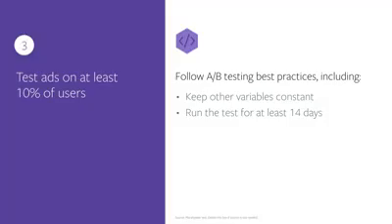Next, set up an ad test with at least 10% of your game's users. Some app stores like Google Play allow you to easily run this test. If you prefer, you can set up your own A/B test using a third-party tool such as AppsFlyer, Aptimize, or Optimizely, or work with your Facebook Audience Network account representative. Be sure to follow A/B testing best practices. These include keep other variables constant and run the test for at least 14 days.